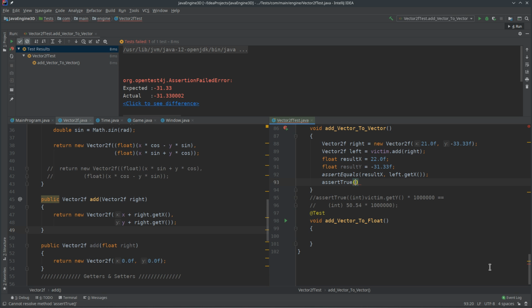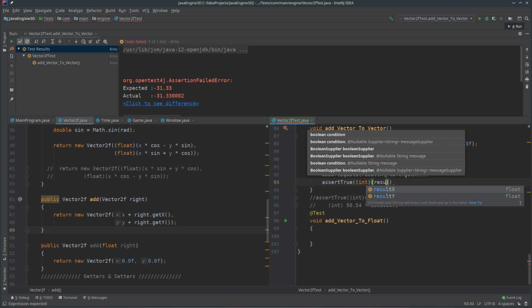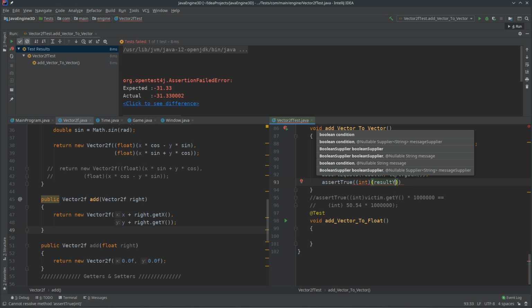So, assert true. We're using an int. We are using left get y. No, we're not. We're using result y. Thank you. Yeah, I should really do this with brackets. Result y. And we are going to multiply by 1, 1, 2, 3, 4. If you can't have 6, you'll have to drop it to 4.